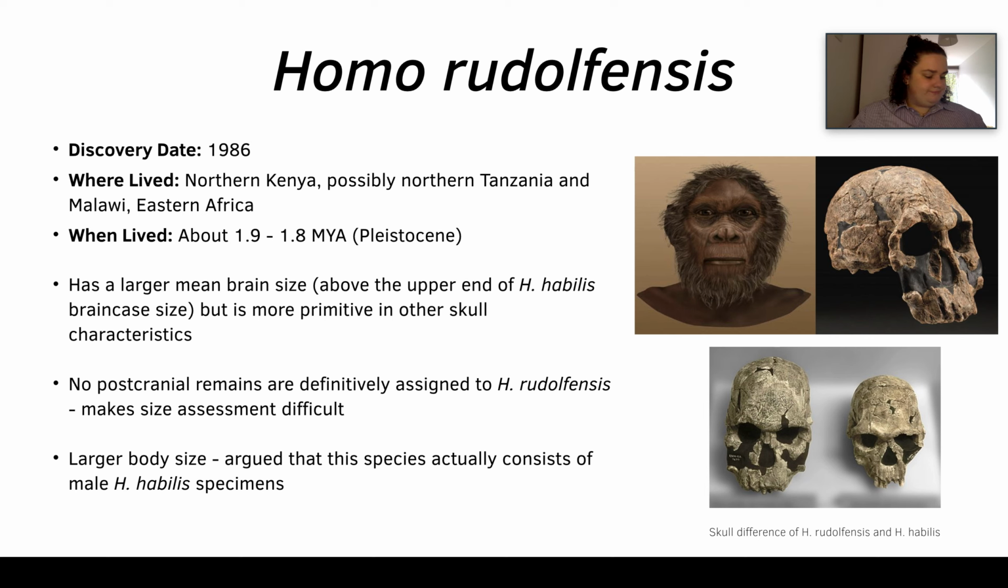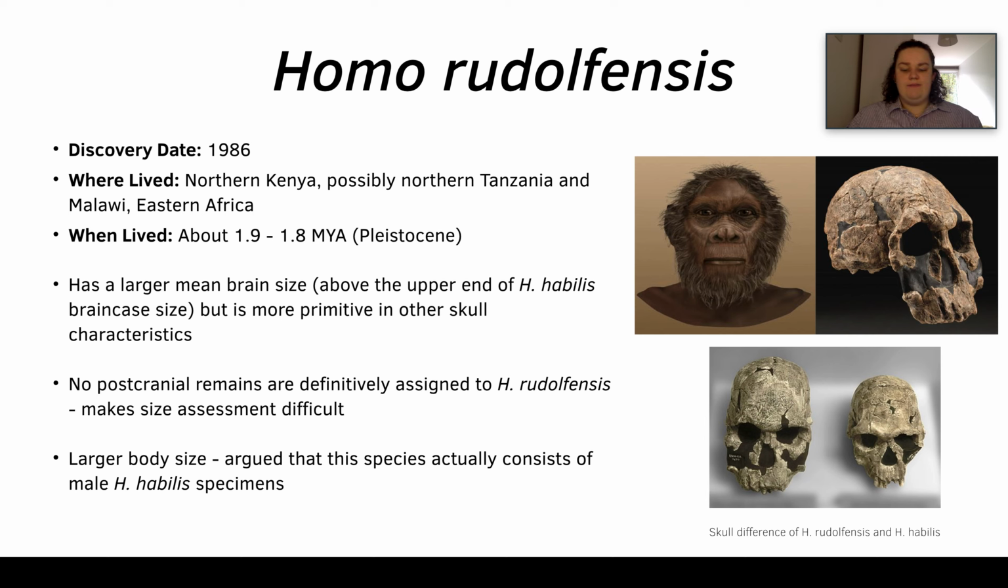And it has a bigger mean brain size, and is on the upper end of the Homo habilis brain case size. However, it has other more primitive skull features. And the weird thing about rudolfensis is that there are no postcranial remains that we know of. So it makes the size assessment for height difficult.